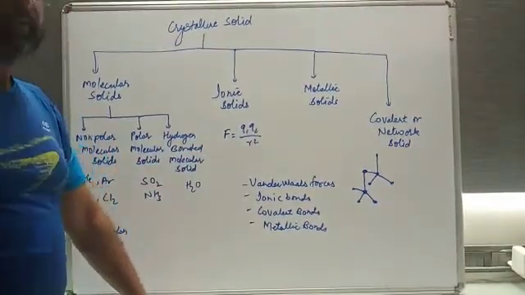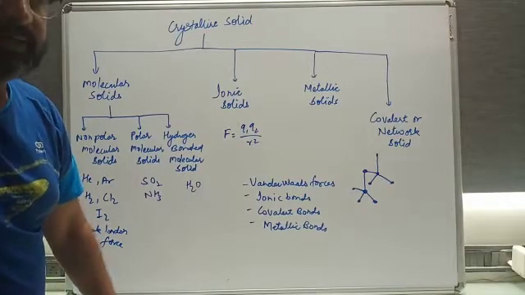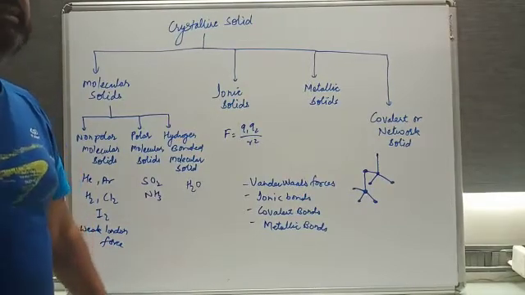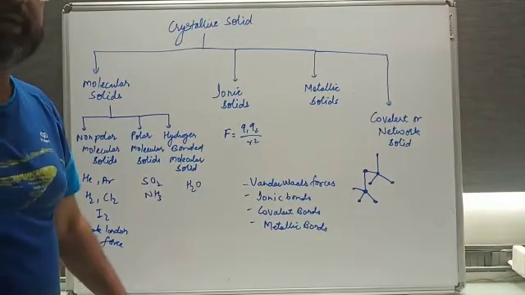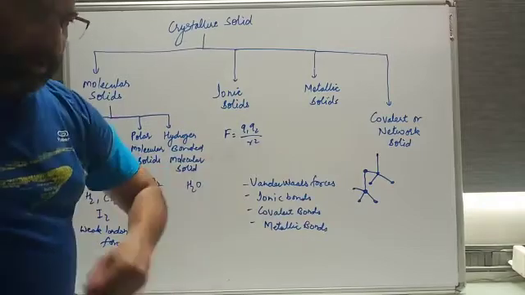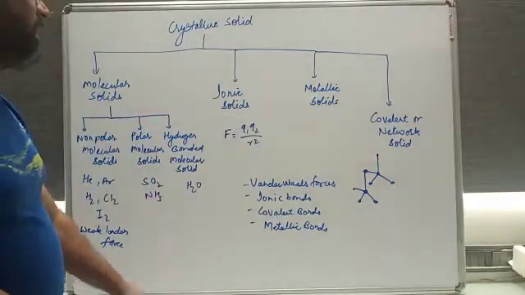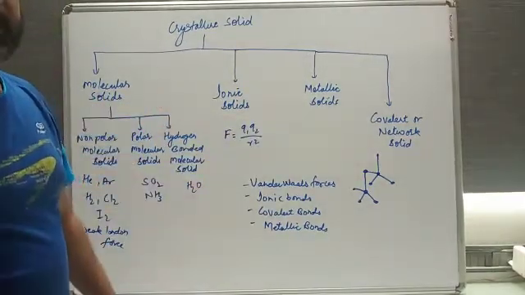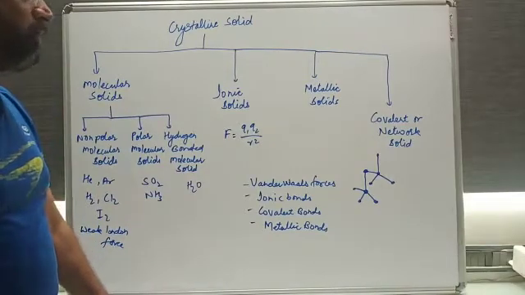You know that crystalline solids are those solids in which the particle arrangement will be fixed. Is it fine? And they will give rise to a particular type of geometry, and this geometry will be repeated for a long range of order. Is it fine? Now today we will classify this crystalline solid into four parts.